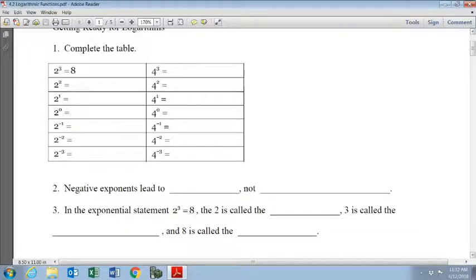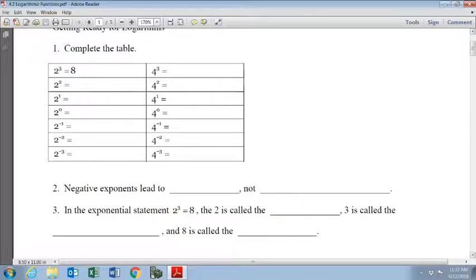And there's a couple of things that are really key if you're going to master logarithms. I find that for a lot of students, if they get these basic ideas down, they'll do very well with logarithms. So let's get started. First of all, let's complete the table here.